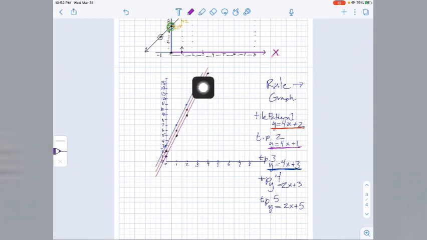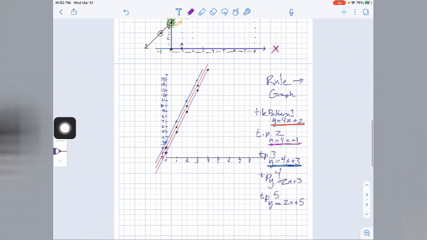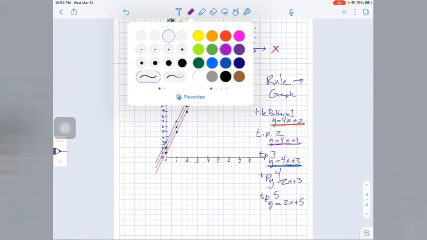Okay, so what do we notice about these, right? We're starting to see a trend. They're all parallel, right? They never intersect. Each line is just a little bit higher than the other ones, right? The one on the bottom, tile pattern 2, is here. They all have the same slope. They are all increasing at the same rate.